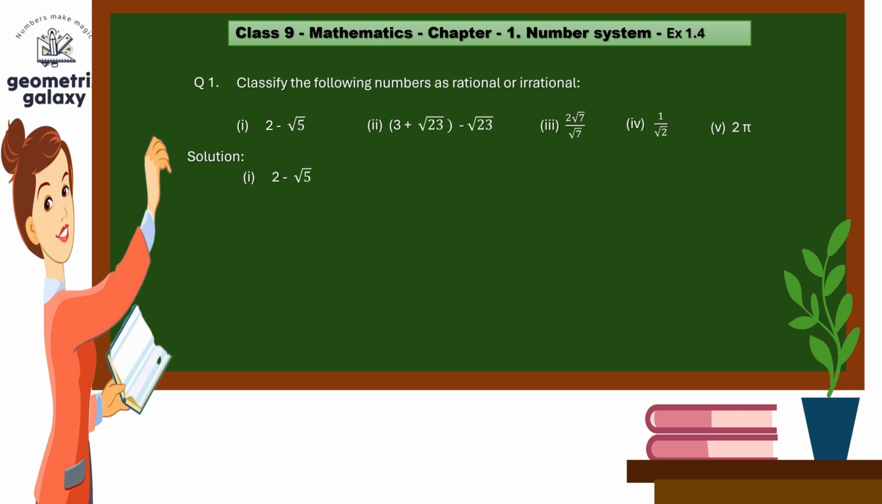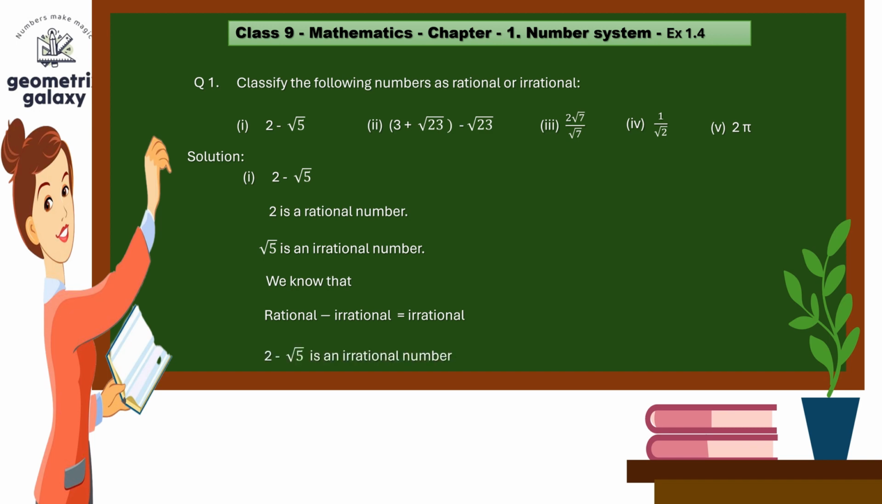First subdivision is 2 minus root 5. I hope you all know that 2 is a rational number. Root 5 is an irrational number. So, rational minus irrational is an irrational number. Therefore, 2 minus root 5 is an irrational number.